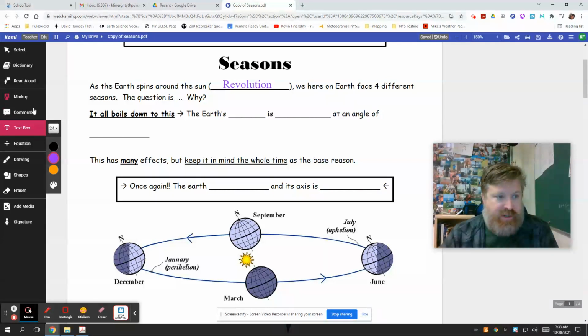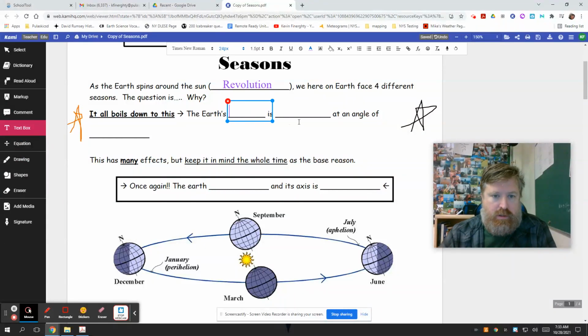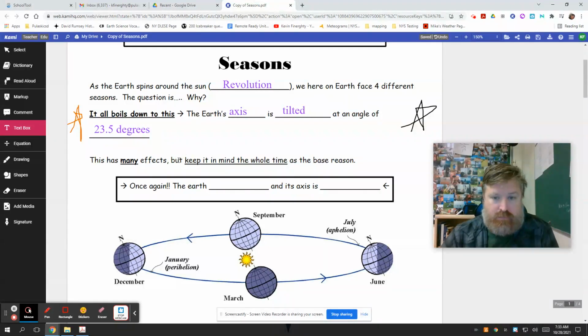Why? And really, here's the reason. It all boils down to this. The Earth's axis is tilted at an angle, and this is another number that has to be in our head, 23.5 degrees. That tilt exposes different parts of the Earth to more direct rays or less direct rays. Here, you're leaning in towards the sun a little bit if you are a resident of the Northern Hemisphere.